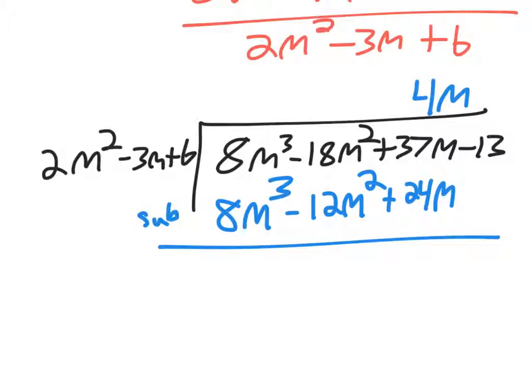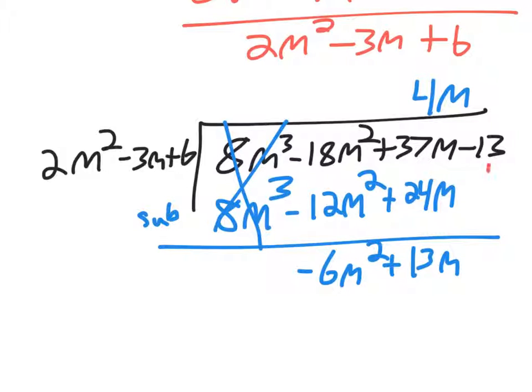8m minus 8m makes nothing, just like we wanted. We wanted those to cancel out. And here's where we have a negative subtracted a negative, so watch out for that. Negative 18m squared subtracted by negative 12m squared. So that's really negative 18m squared plus 12m squared. We have negative 6m squared left over. And I got 37m subtracted by 24m, and it gives you 13m.